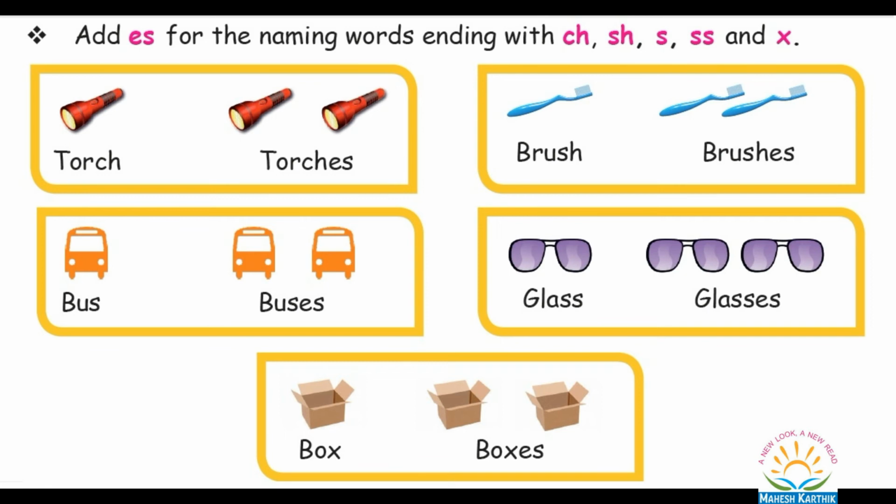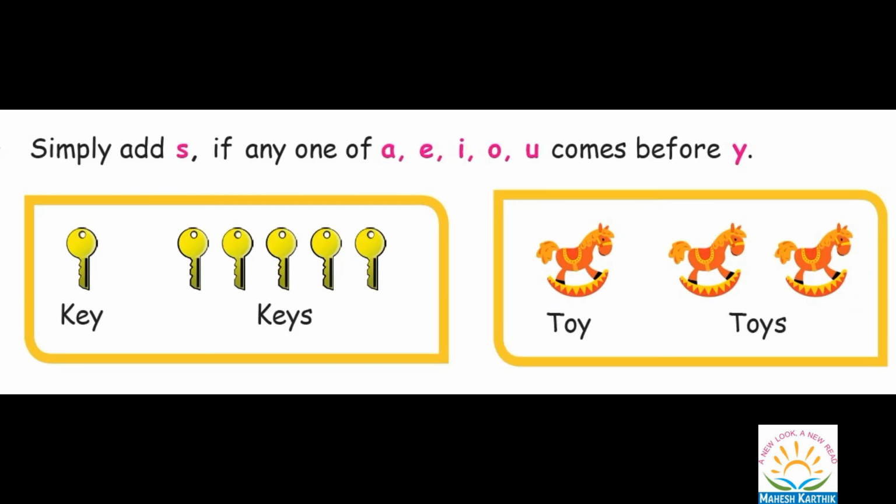Box. Box is a naming word in the singular form. To convert this into plural form, we should add es with the naming word. And it is boxes.